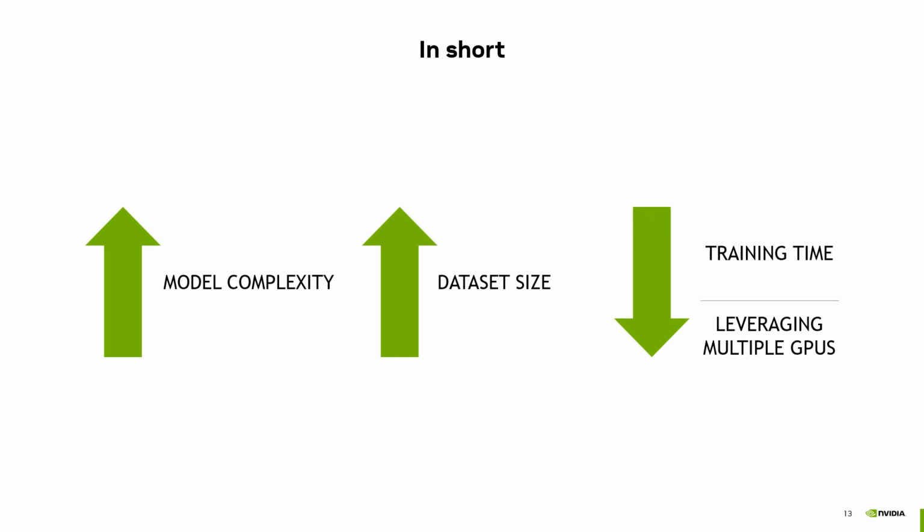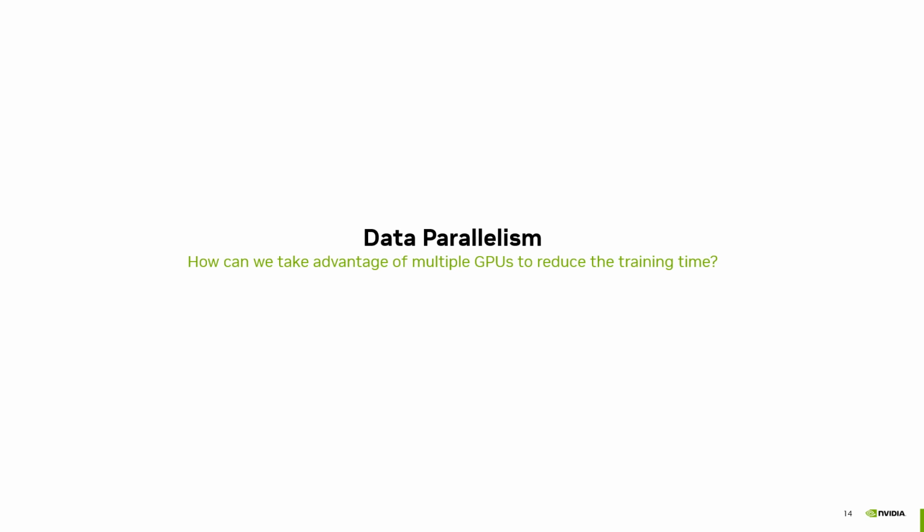How can we do that? Basically by leveraging multiple GPUs, right? If we parallelize our training across different GPUs, this significantly reduces the training time. Now the question is, how can we do this? One possible way of parallelizing our training across several GPUs is using data parallelism. There are other ways of parallelism, such as model parallelism, but in this workshop, we will only cover data parallelism.